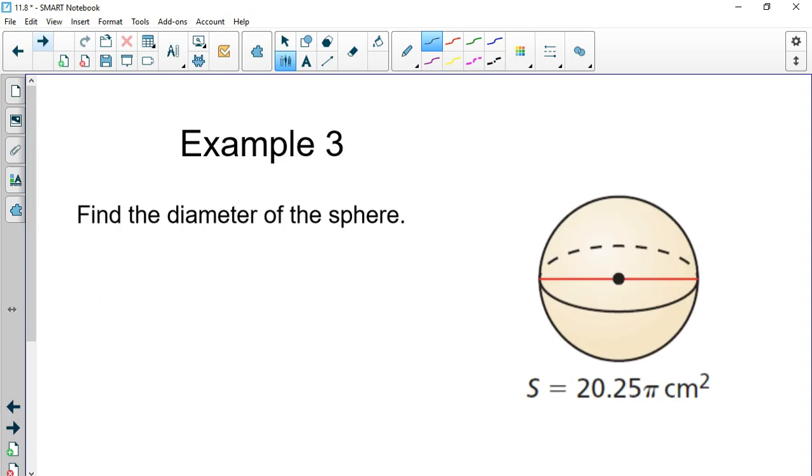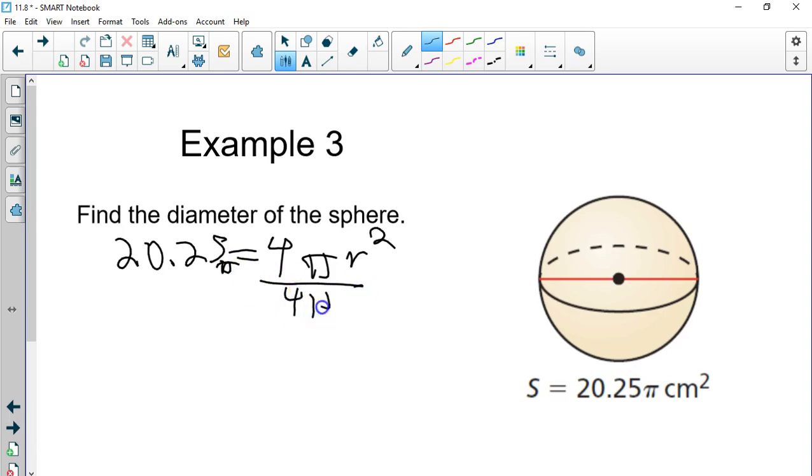Example 3. This is 20.25 is the surface area. We're trying to find the diameter, so we're working backwards. So we put 20.25 over here equal to 4 pi r squared. Oh, it's not 20, sorry, it's 20.25 pi. Big difference. So I need to get r squared by itself, so I'm going to divide by 4 pi. And 4 pi. On the right side, everything cancels, except for the r squared. And here the pi's cancel. So basically I'm just doing 20.25 divided by 4.